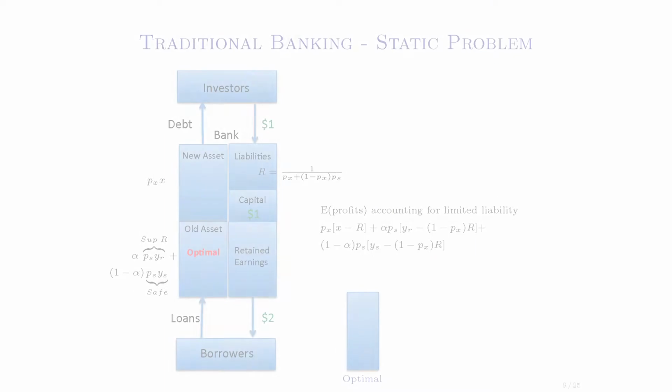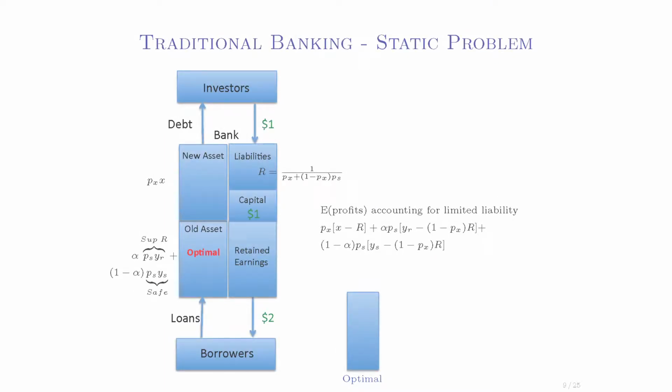Nothing new here. And this is going to account for some expected profits for the bank that account for limited liability. So the expected profit is the usual thing. This is just an algebraic way to write all the potential nodes. Basically, if the new asset pays, it gets the money minus the interest rate. If the old asset pays, it gets the money minus the interest rate that they have to pay if there is no payment from the new asset.